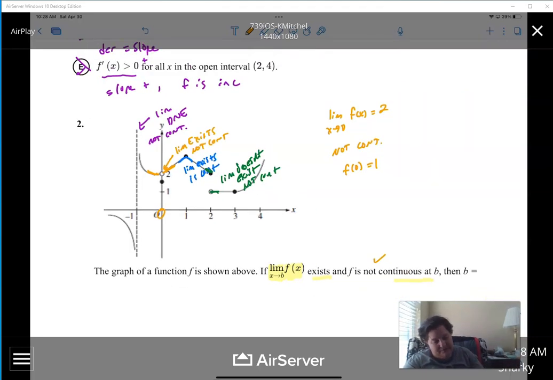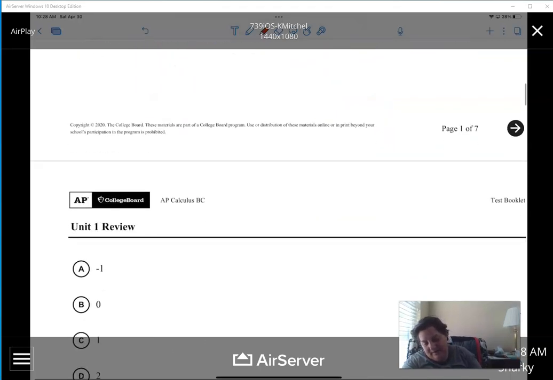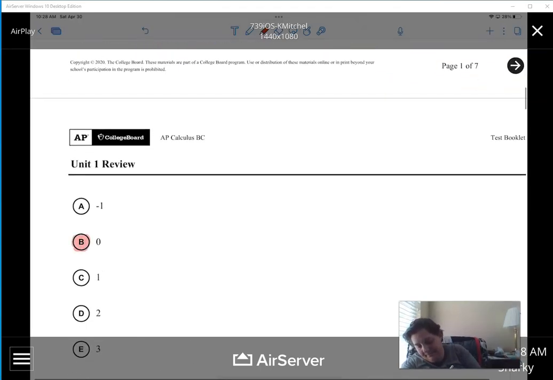The limit as x approaches b exists. F is not continuous at b. B equals. Okay, so it's actually asking me for b, though. It asks me what point that happens at, and that happens at 0. All right, making sure you know the definitions of limits and continuity.